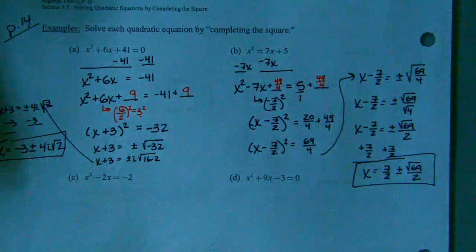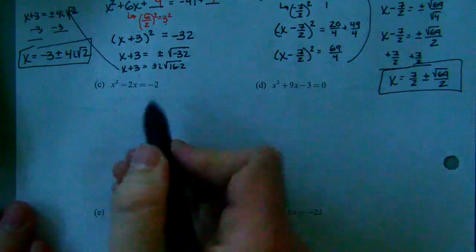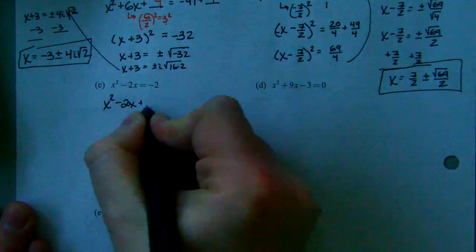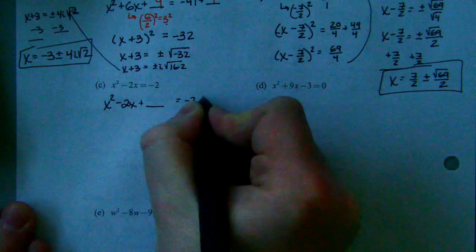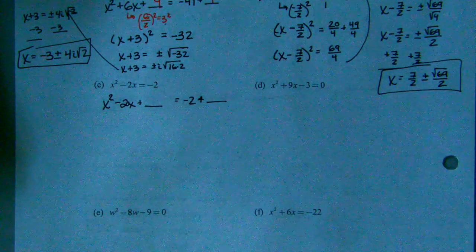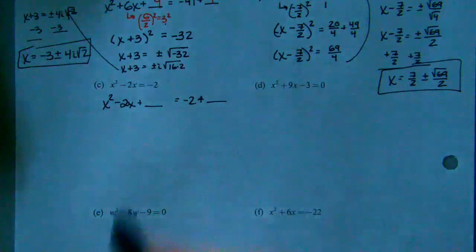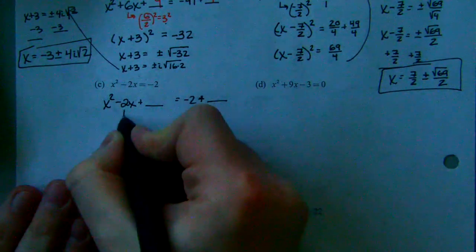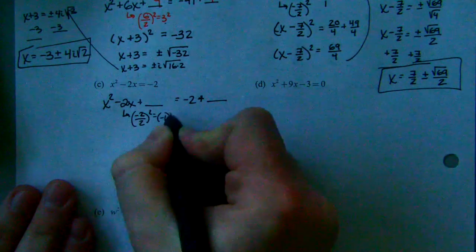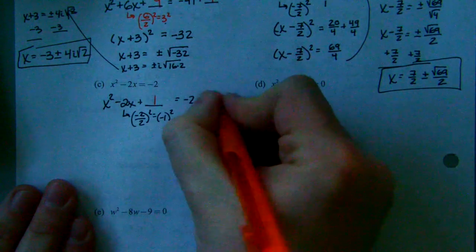Letter C. We already have the variables on one side, the constant on the other. It's time to go and add something to both sides. Can you tell me what we're going to add to both sides? Half my middle number, half of negative 2 is negative 1. Squared gives me 1. I'm going to stick a 1 on the left and a 1 on the right.